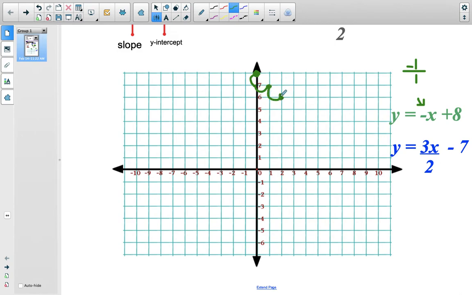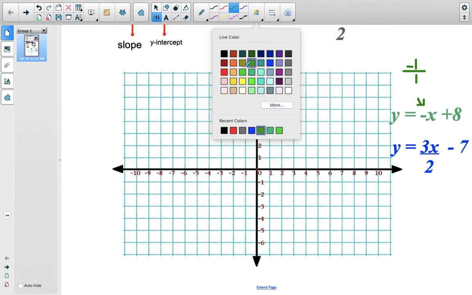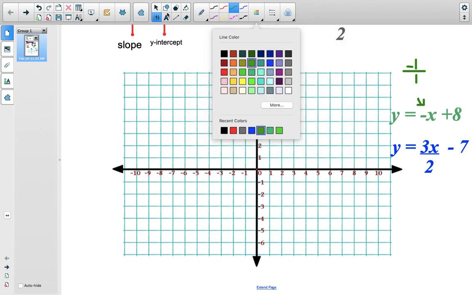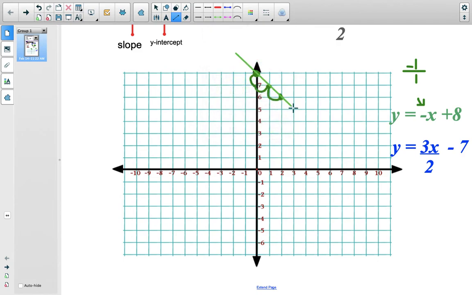So my line is going to go right there. Green. So if I draw my line, it's going to go through all those points right there. Okay? I did my best. Right there. All right, so that is my first equation.